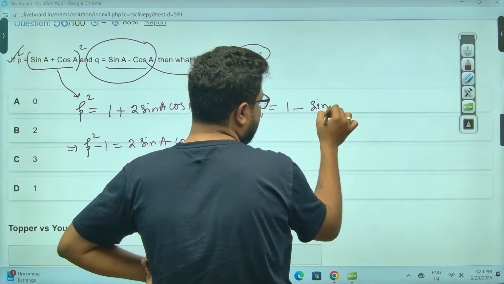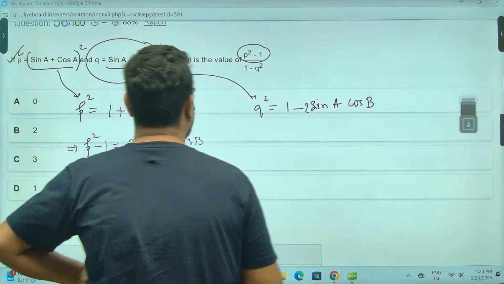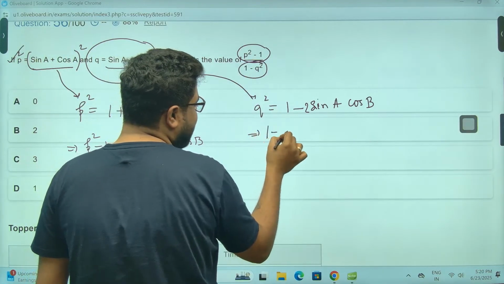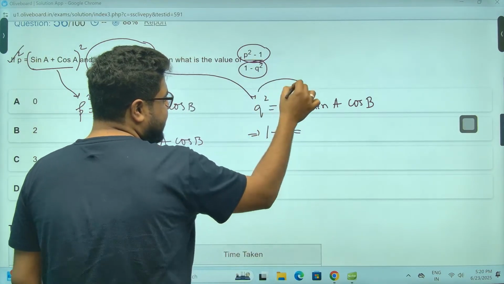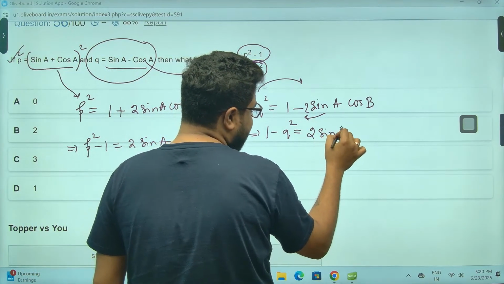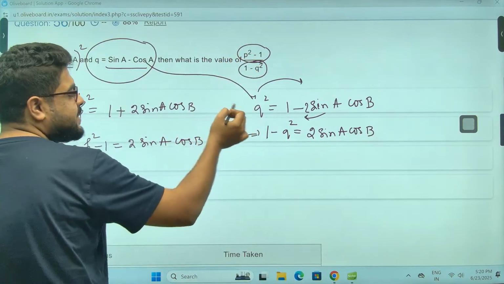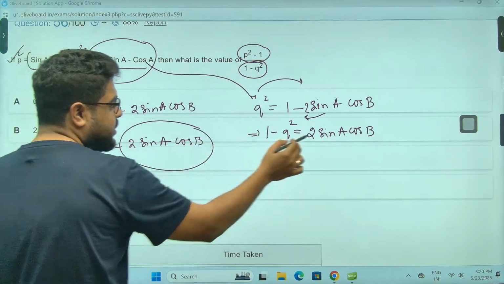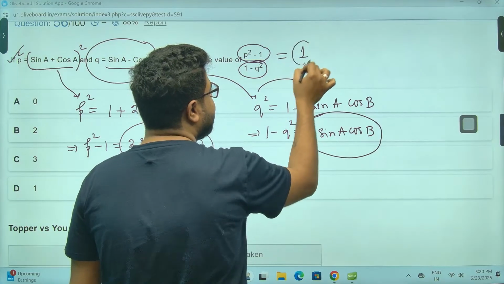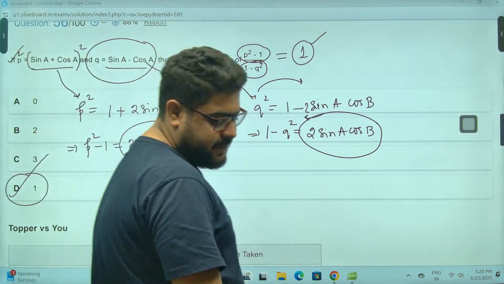Sine A cos B, and this is a 2 here, right? So that's the reason they have given you 1 minus Q square. Take this to this side, take this to this side. So it becomes 2 sine A cos B. So this by this is also 2 sin A cos B. Answer will be, sir, option D, which is 1. Everything will cancel.